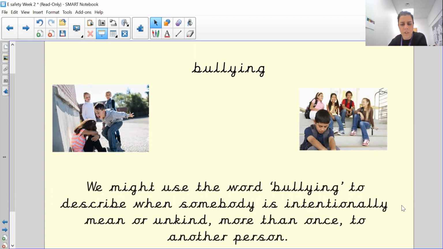Okay, so intentionally means it's happening on purpose. They haven't done it by accident. Intentionally means they know that they are doing it. Someone is being unkind or mean, and they know that they're doing that. And it happens more than once. So if you've got a friend who's being a bit unkind to you once because you've had a bit of a falling out with them, that doesn't mean they're bullying you. Maybe it just means they're a bit cross or a bit fed up with something that you've said. So it's something intentionally happening more than once.